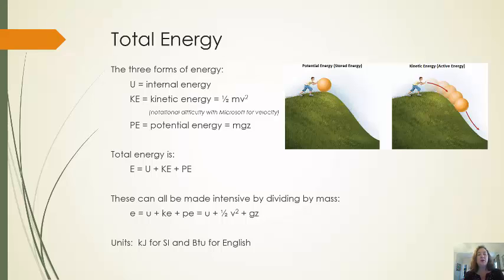Total energy is simply the sum of those three forms of energy. If you divide through everything by mass or by moles, you get the intensive total energy, which would be little u plus ke plus pe, or 1/2 v squared and gz, your kinetic and potential energy terms. The units on this: typically in SI units we use kilojoules, and in English units we use BTUs for energy. We're going to pause the video here, and when we come back, we're going to be looking at phases and the data tables.